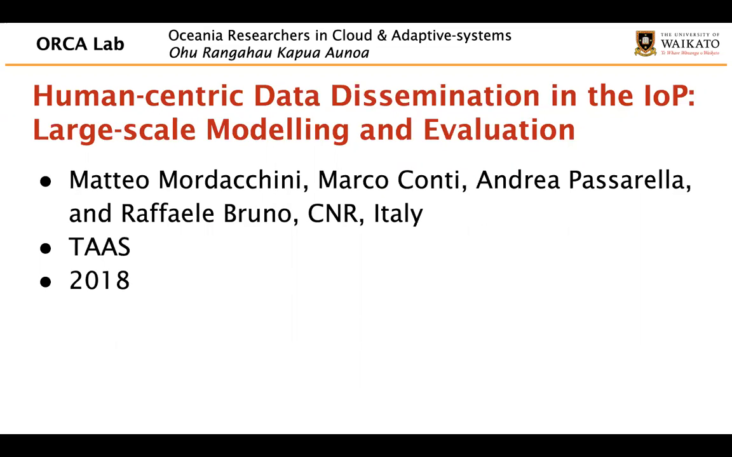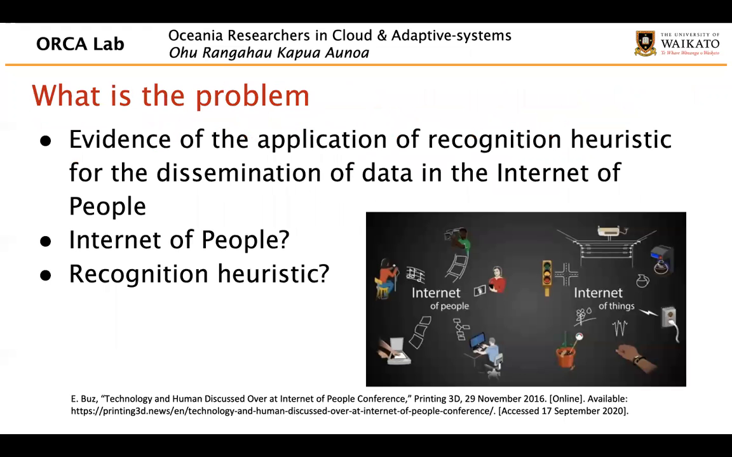This paper was presented at the Transportation as a Service TAAS Technology Conference in 2018 over at Coventry University, England. So what is the problem that we are dealing with in this paper? The paper tries to solve the problem of mitigating the unsatisfactory level of evidence behind the application of the recognition heuristic for the dissemination of data in the Internet of People.